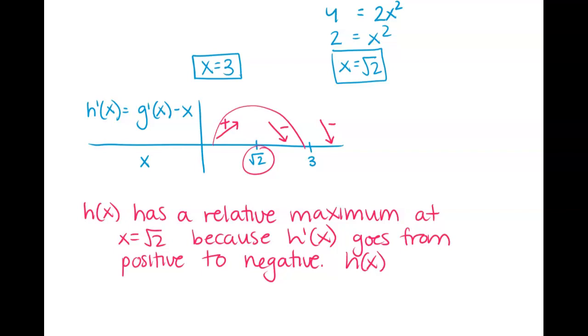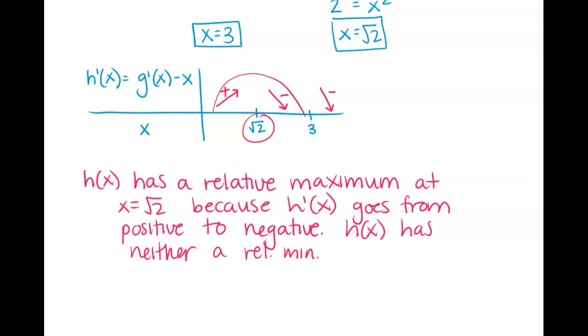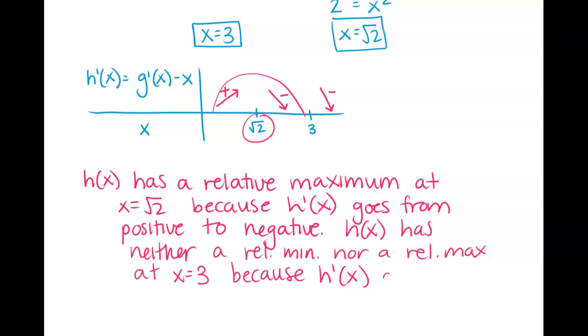H of x has neither a relative min, or rel min, because I don't want to write it all, nor a relative max at x equals 3, because h prime of x does not change signs.